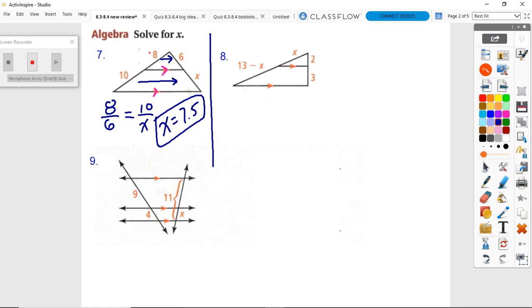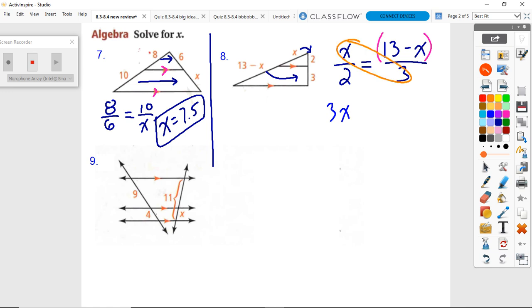So here I'll just go like x is to 2 as 13 minus x is to 3. So x is to 2 as 13 minus x is to 3. And the main thing we want to remember here is to think about the quantity. So when you cross multiply, you've got 3x. Then you go this way, and then when you cross this way, you have 2 times the quantity of 13 minus x. And when you solve that out, you should get 5.2.